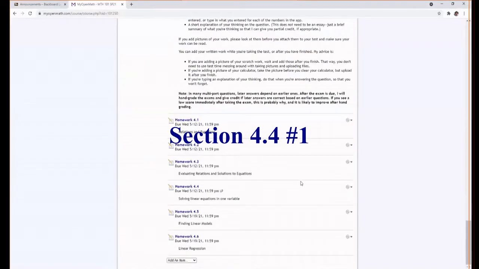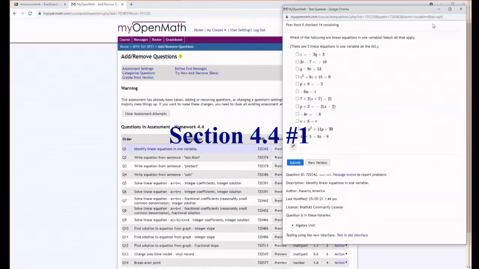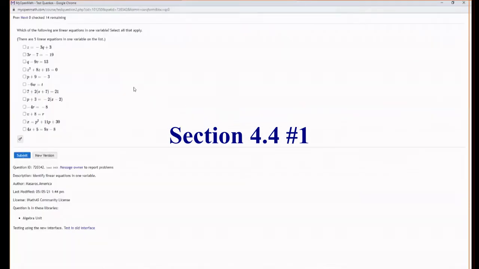Section 4.4, Question 1. So this one, when I first look at it, seems kind of wicked because it's like, which of the following are linear equations? Pick all that apply, and there's a lot of them. It's like, oh man, okay. But the question, I think, has a saving grace. It tells you that there are 5. Okay, so that helps a bit.